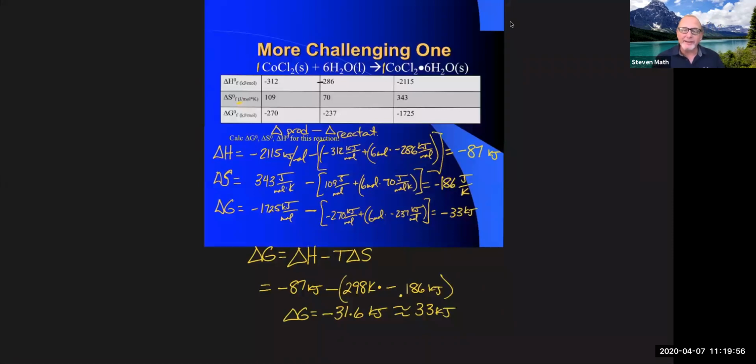So what we find is these two formulas really do work in agreement, that we can do products minus reactants, or we can also do the goldfish equation, G equals H minus T delta S. Two ways of calculating delta G.